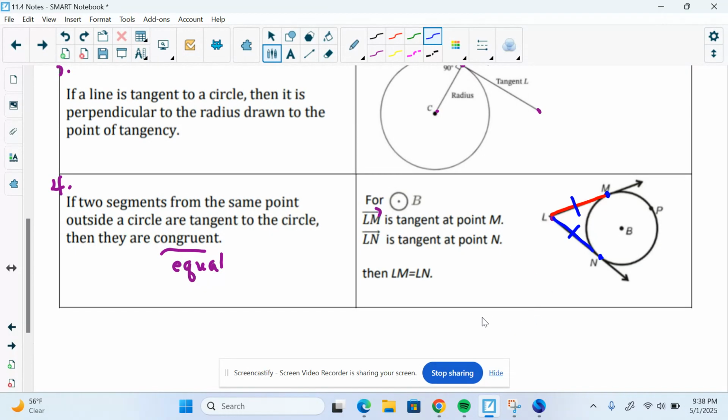Two points, or not two points, two tangents from the same point outside the circle. Those segments are the same length. Okay, let's look at our notes, and then we'll do one extra example.